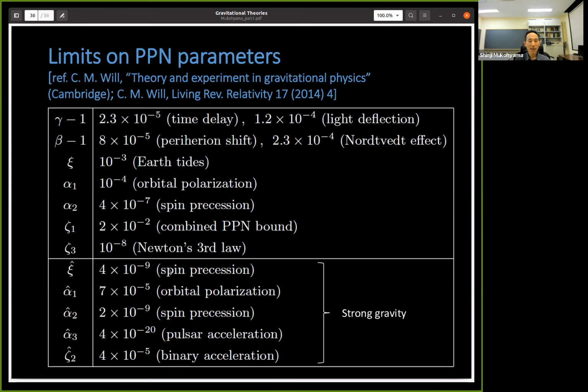And once we have a table of constraints, each theory should satisfy these constraints. So it would be nice to have a dictionary between theory parameters and PPN parameters. If you have some favorite theory, we can compute PPN parameters, then look at this table, and you can say whether your favorite theory is allowed or excluded.